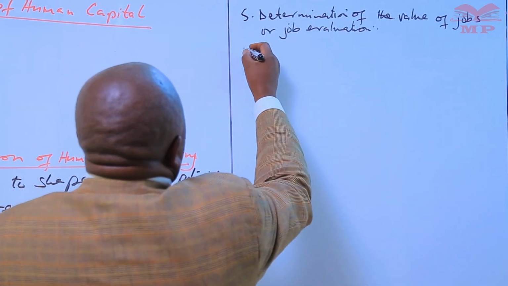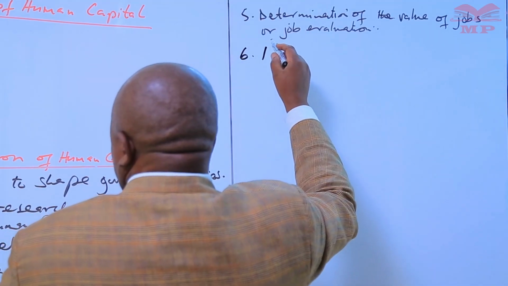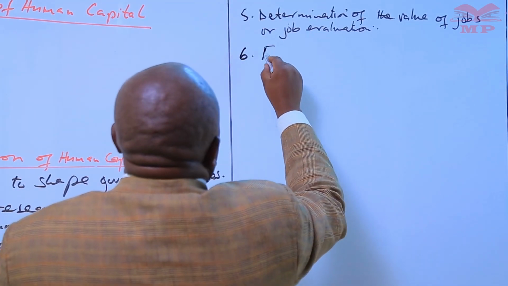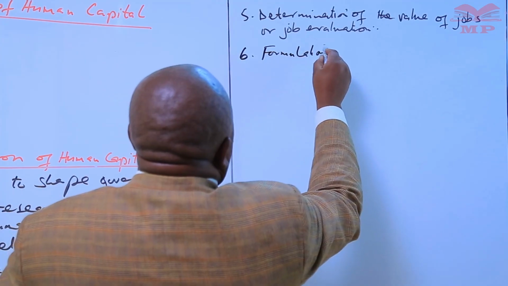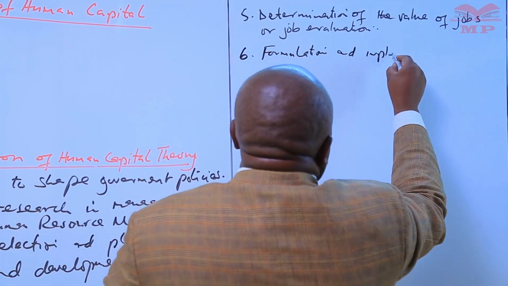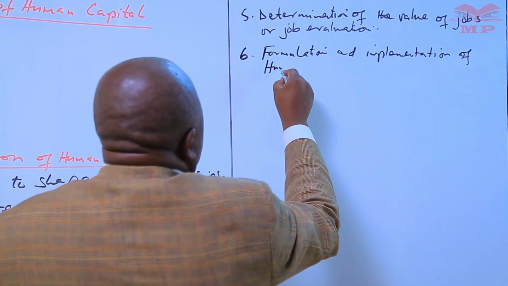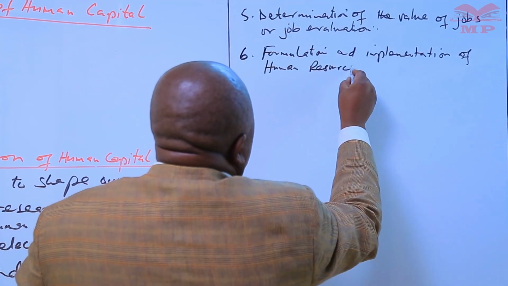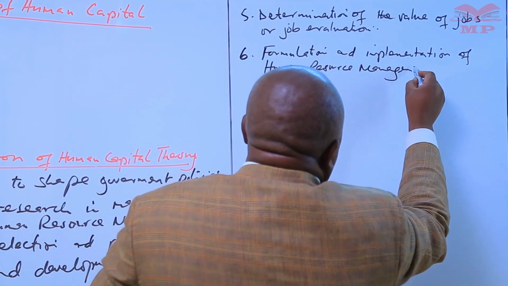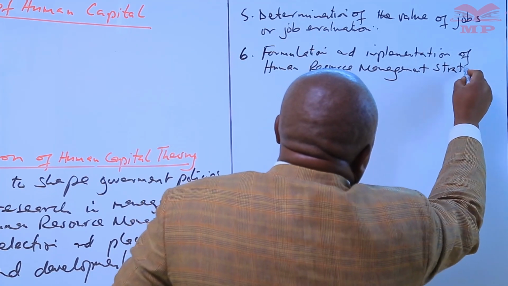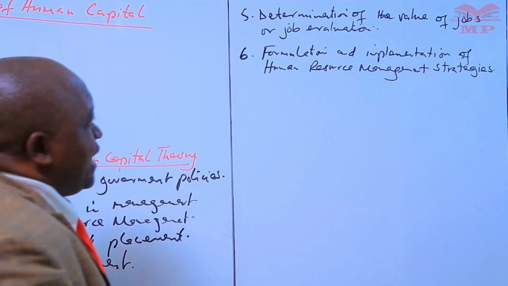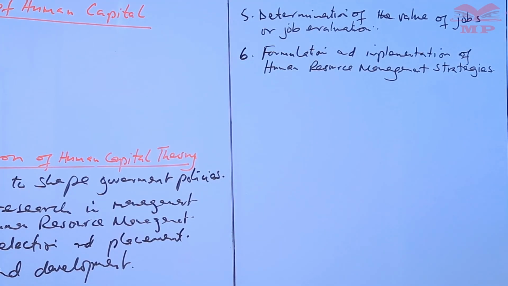Then there is the issue of implementation. You can talk about formulation and implementation of human resource management strategies, formulation and implementation of human resource management strategies. So that is one area in which the human capital can, for example, assist an organization in making decisions.